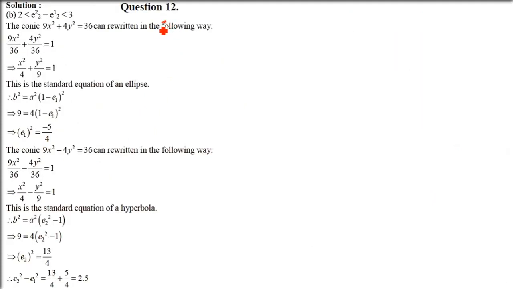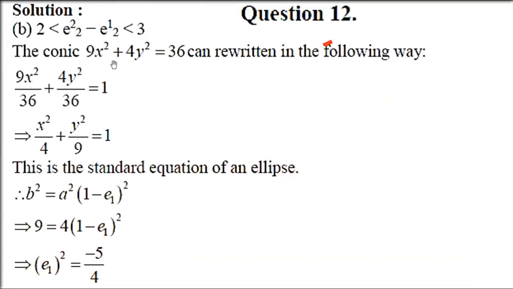Question number 12. Now in this, E1 is the eccentricity of the conic section, so E1 is the eccentricity of the ellipse, because there is a plus sign in between. And E2 is the eccentricity of the hyperbola, whose equation is also given. Let me just explain it here. You just have to divide both sides by 36. So you have 9 by 36, 4 by 36, so x square by 4 plus y square by 9 equals 1. A square is 4, B square is 9. This is for the ellipse.